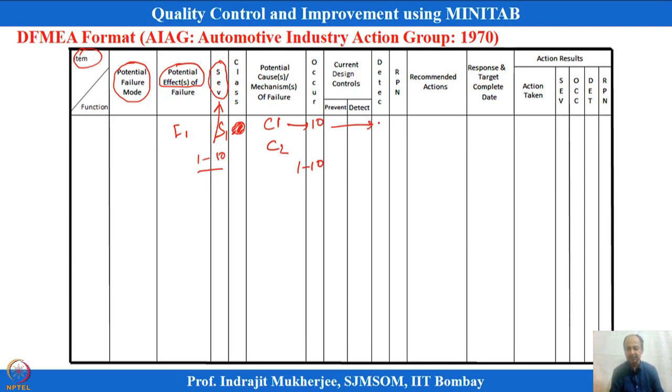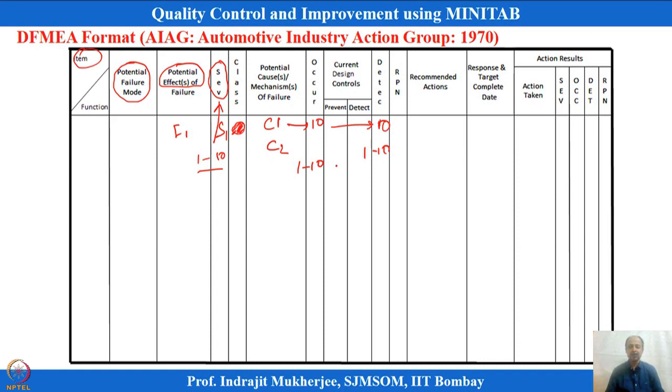If I can detect immediately, that rating will be less. But if I do not have any design control and I cannot detect those causes, they go directly to the customer. In that case the rating will be high, so it may be rated as 10. So this is severity, on a scale of 1 to 10, and occurrence is also on a scale of 1 to 10. Zero is not included.